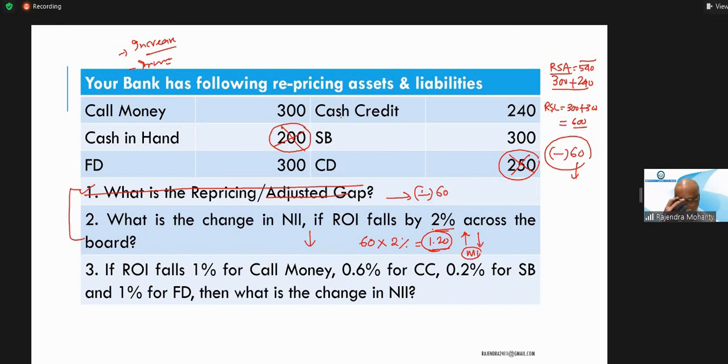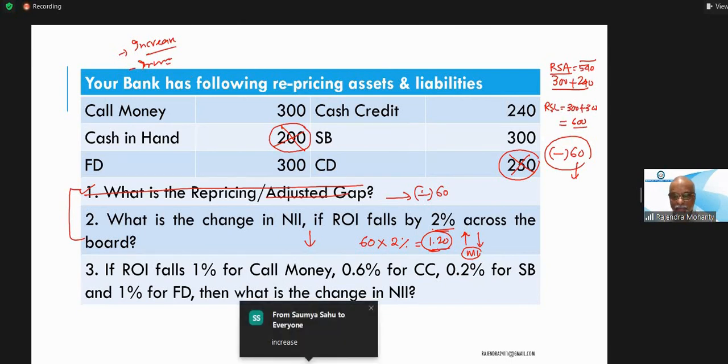Sir, the adjusted gap is negative and the rate change is also negative, so both are negative and it increases. Okay, so your adjusted gap is negative, and the rate change is also negative, so you are multiplying minus 60 by minus 2. That's why it is plus 120. Yes, sir. Okay, very good. Any other thing?